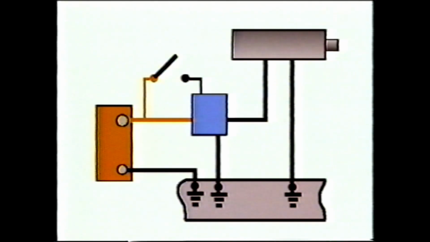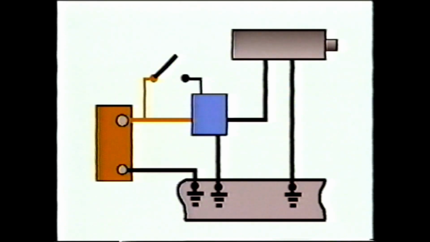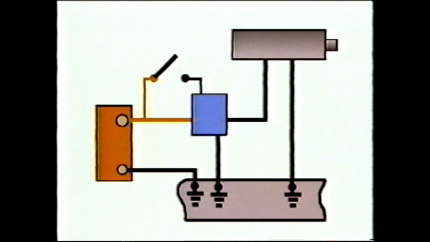If you can't locate the control, check for voltage on the feed side of the consumer while the switch is off. If voltage is present, it's ground side controlled. If voltage is not present, it's feed side controlled.